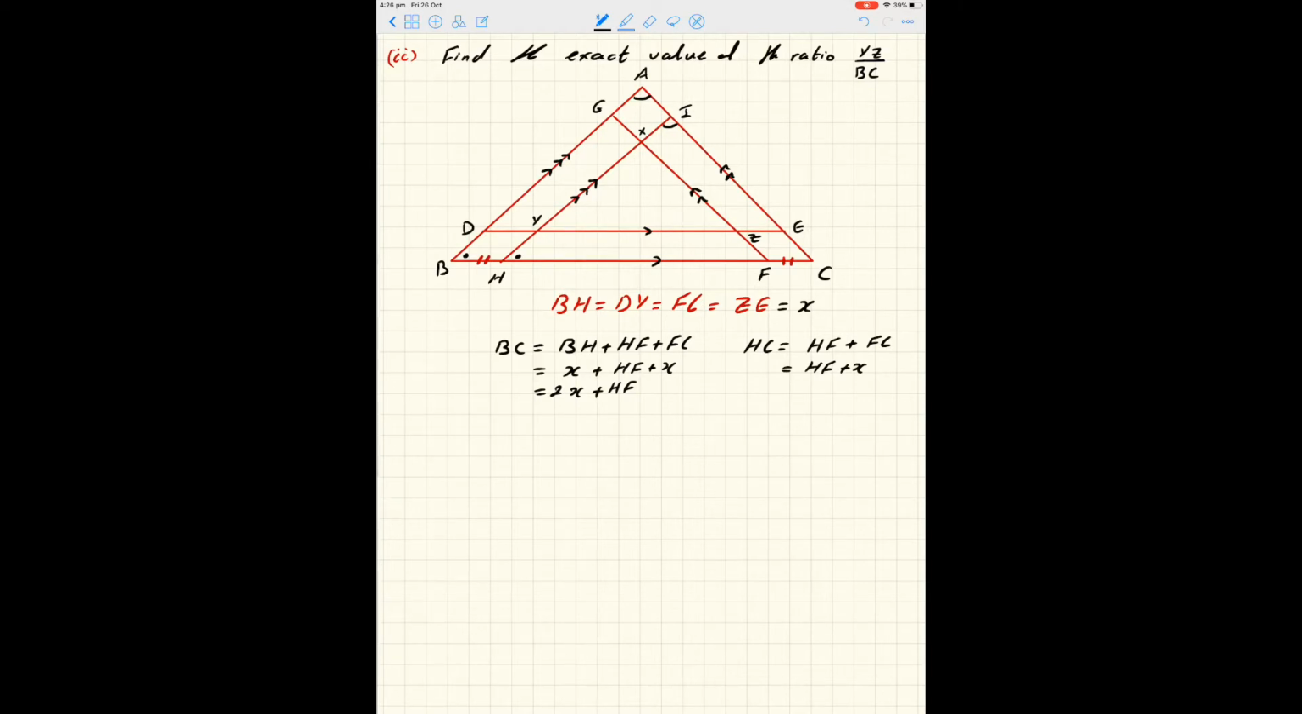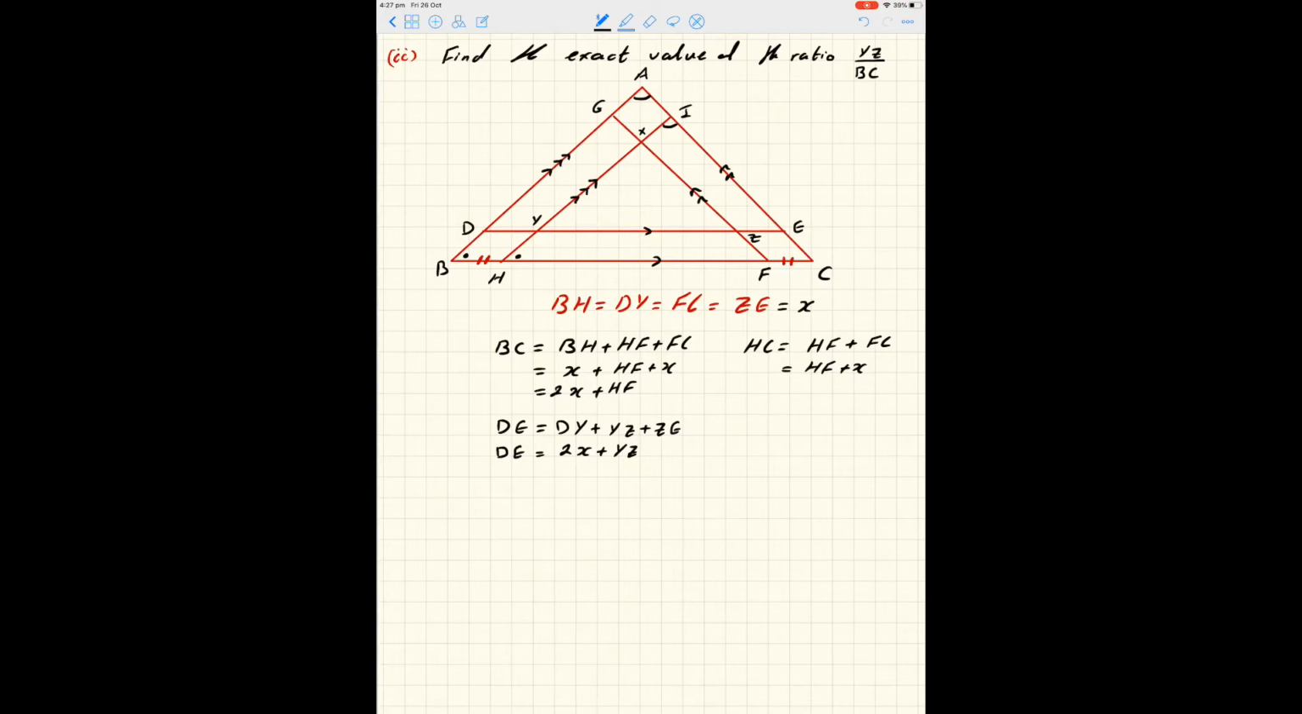If we continue, we look at DE. DE is made up of DY, which is x, YZ, which we're not sure what that is yet, and ZE, which is also x. So DE is equal to 2x plus YZ. So now we've got BC, which is 2x plus HF. We've got HC, which is HF plus x. And we have DE, which is 2x plus YZ. That's everything that we need.